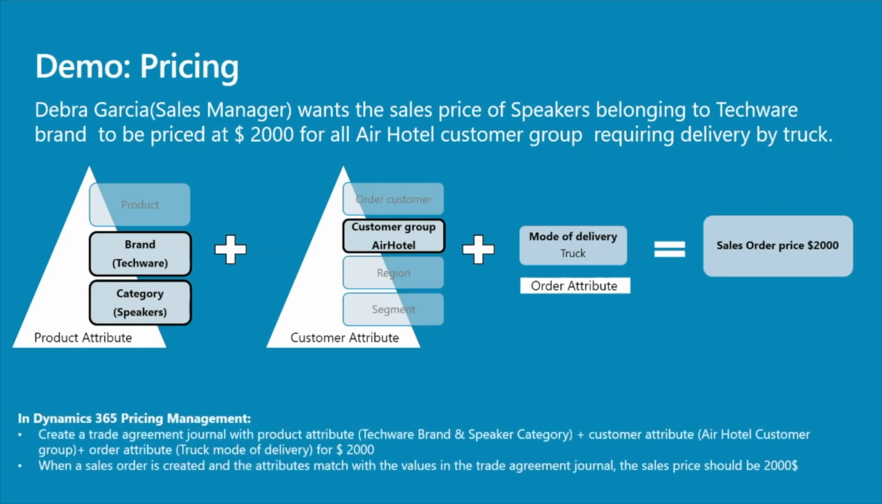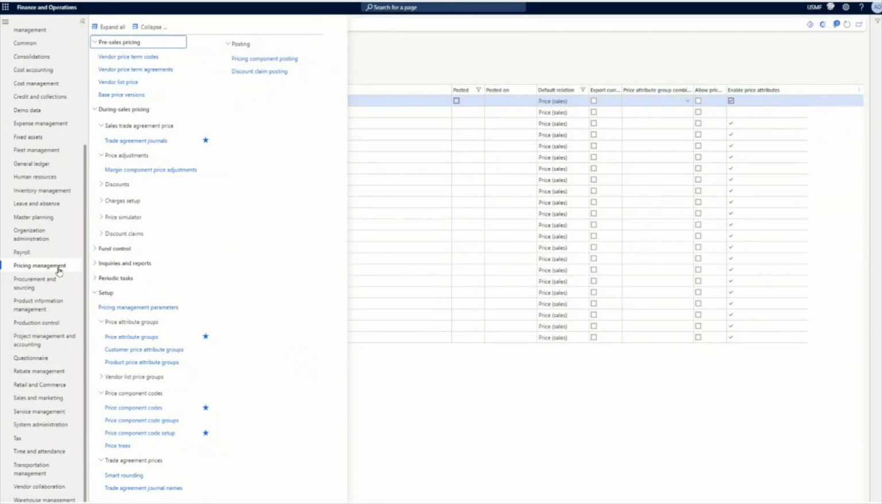So what will we be doing in Dynamics 365 pricing management? First, we're going to create a trade agreement journal with the product attribute, brand of Techwear, and category of speaker. Then we're going to select the customer attribute, which is Air Hotel Customer Group, and then select the order attribute, which is truck mode of delivery. And then we're going to specify the price as $2,000. Then we're going to create a sales order. And if the attributes match with the value in the trade agreement journal, the sales price should be $2,000. So in trade agreement journal, we can specify the header attribute values and line attribute values that we would like to use and the corresponding price.